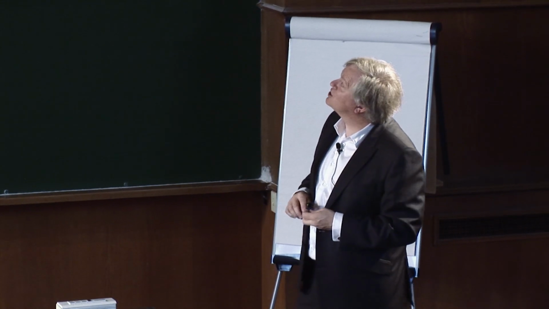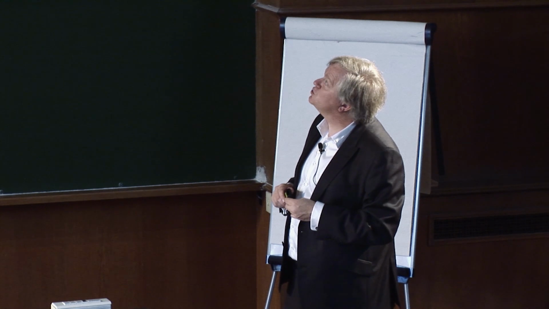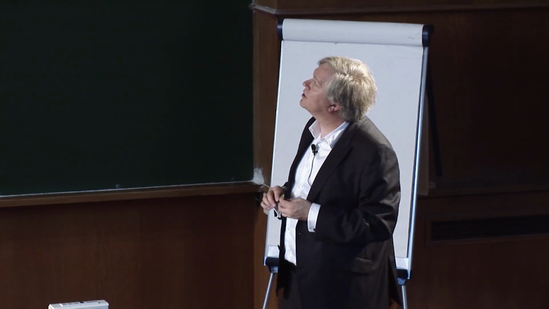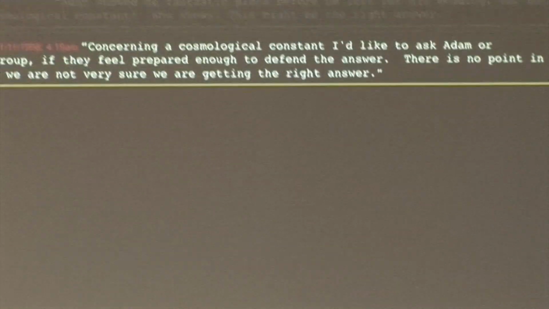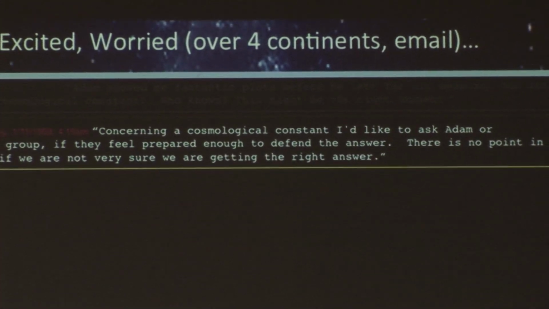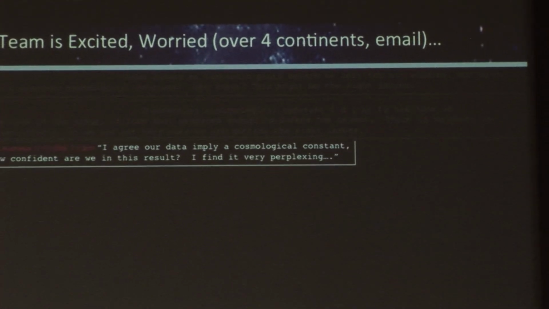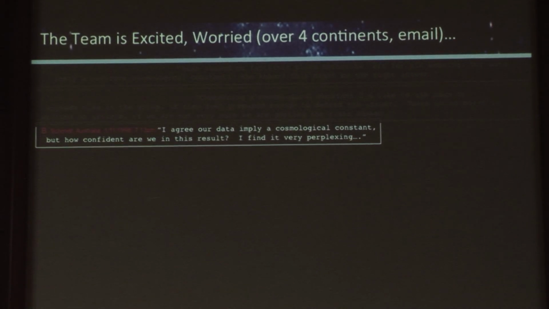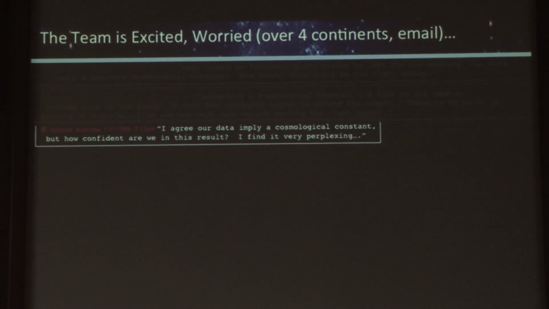And so our data imply a non-zero cosmological constant. Who knows? This might be the right answer. Bruno Leibundgut here in Europe: concerning the cosmological constant, I'd like to ask Adam or anyone else in the group if they feel prepared enough to defend the answer. There is no point in writing an article if we are not sure we're getting the right answer. Brian in Australia basically said, I agree our data imply a cosmological constant.